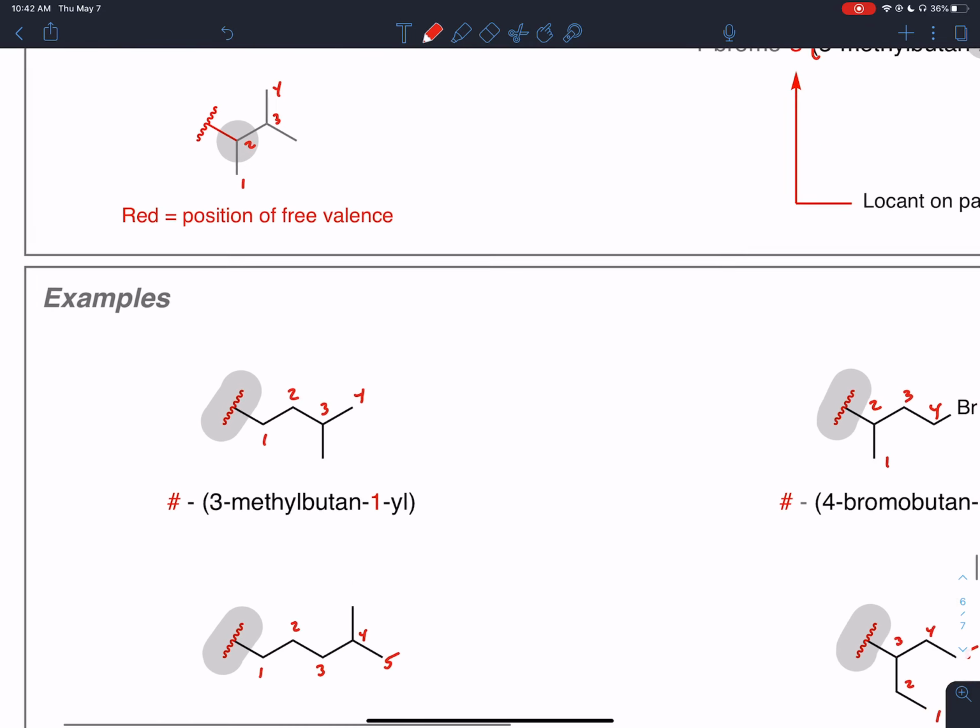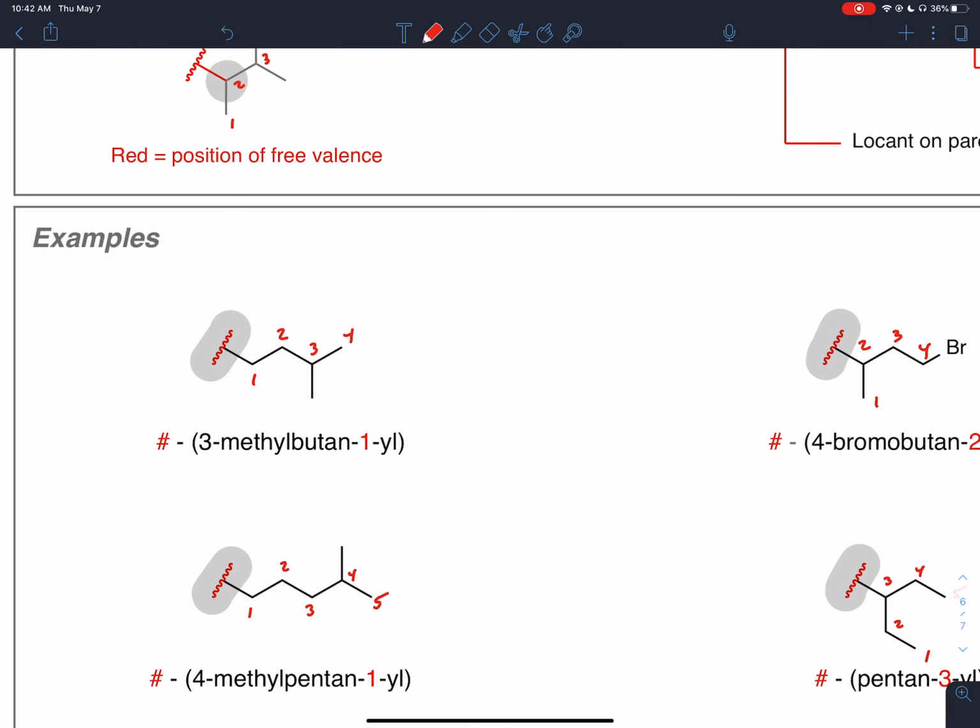So that's what we're going to be looking at with these examples. So here's a complex branch substituent. We are going to number in the direction that would give the position of free valence, this guy right here, the lowest locant, which we have done. And we're going to say at the third position, there's a methyl group, 3-methyl. It's 4 carbons long, butan-1-yl, signifying that it's the 1 carbon, our position of free valence, that is connecting to the parent hydrocarbon.